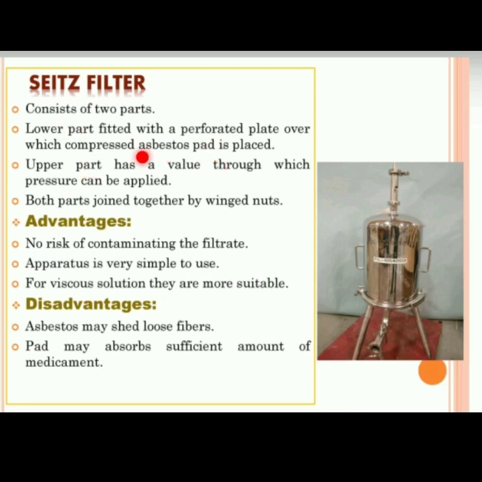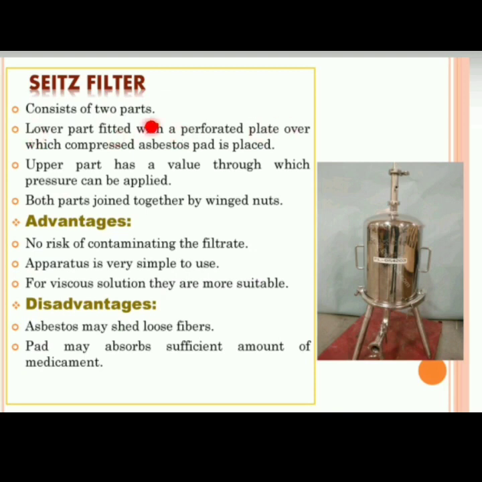Seeds filter. The seeds filter looks like this. Here this seeds filter consists of a pad of compressed asbestos as a filtering medium. This seeds filter has a pad size that is 2 mm thick and 1 micrometer in diameter.